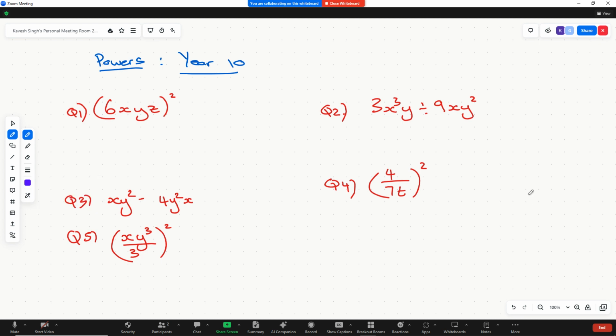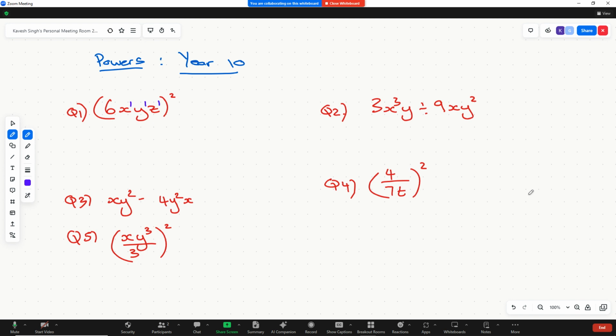Let's go through the first one. The first question here, what I want to do is take that power and distribute it to every single part of my entire expression on the inside of the brackets. If there's a power there, I multiply it. So hypothetically, if I had a power of 2, this would become x to the power of 4, because 2 times 2 is 4. But at the moment, there's no power, and no power means that it's power of 1.